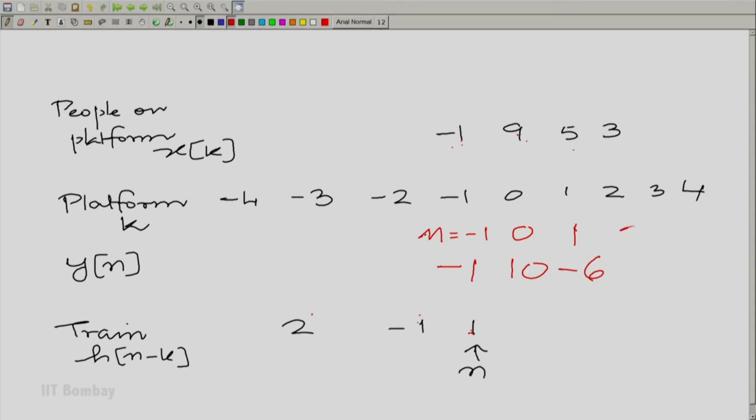Now, at n equal to 2, you have 1 getting multiplied by 3, so that is 3, plus minus 1 getting multiplied by 5. So, 3 plus minus 5, that is minus 2, and finally 2 getting multiplied by 9, 18. So, 18 minus 2, that makes 16 for you.